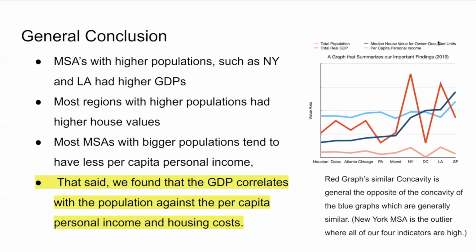And this can all be summarized in this graph to the right. As we can see, the two red graphs about the GDP and total population both have the same concavity, and their concavity is almost always the opposite of the concavity of these two blue graphs, which generally have the same concavity themselves. Although New York is an outlier, where we see that all the values are at a peak.